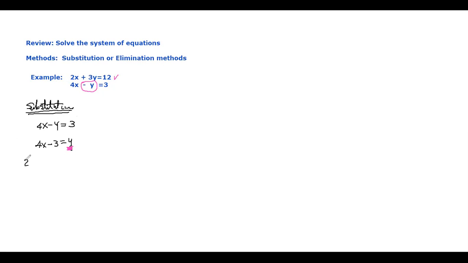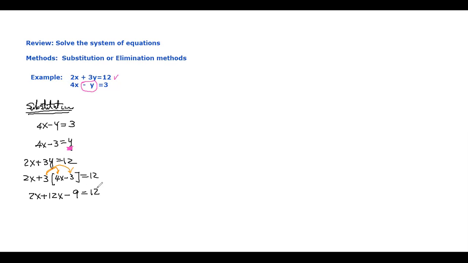So your first equation is 2x plus 3y equals 12. So this is 2x plus 3 times 4x minus 3, right, equal to 12. Then you use the distributive rule. Now you will get 2x plus 12x minus 9 equals 12 here.